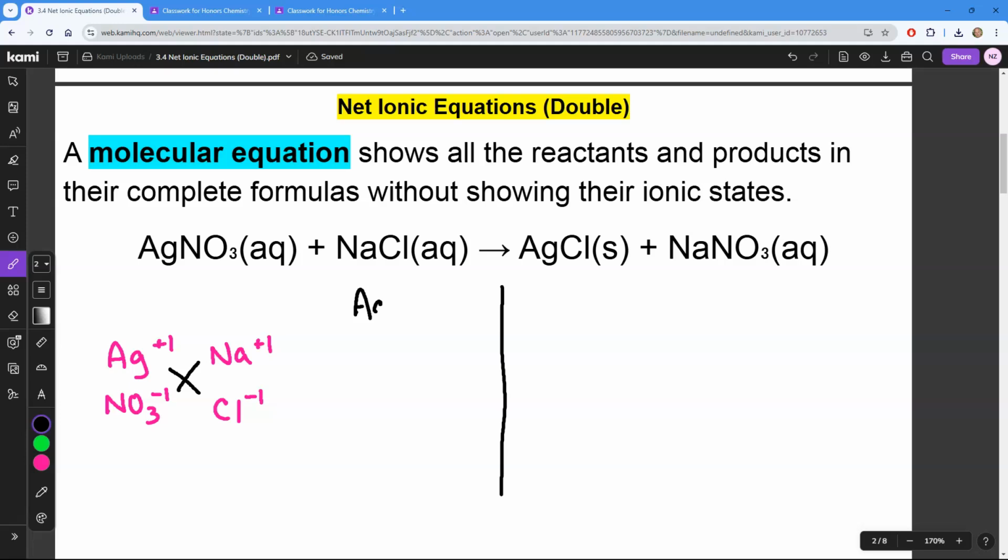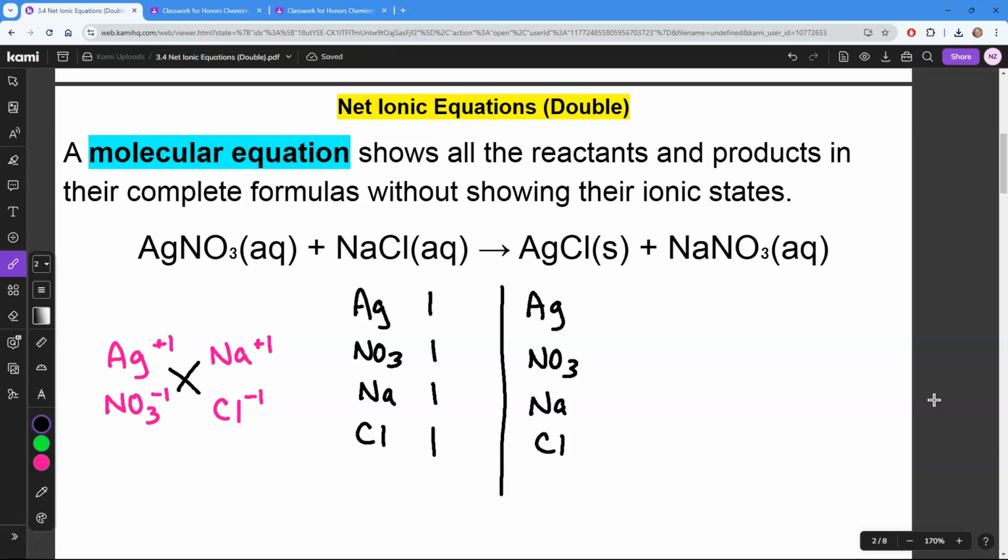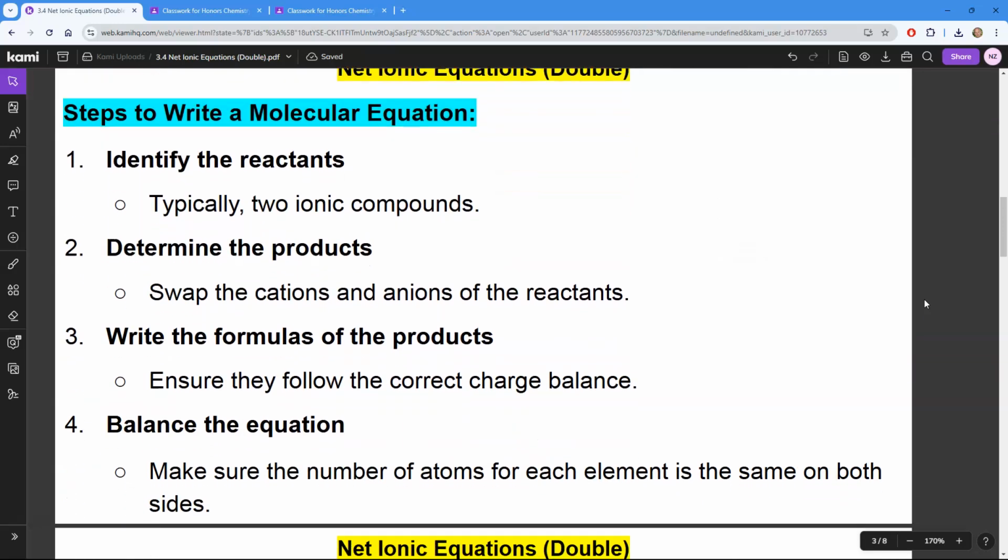So I would go through and I would list all of my ions. Okay, so 1, 1, 1, 1. Oh, look at this. It's already balanced. Okay, so I always want to make sure that we do that last check just to make sure that everything is balanced, because the atoms on the reactant side should match the number of atoms on the product side, according to conservation of matter. All right, so here are the steps that we went through.